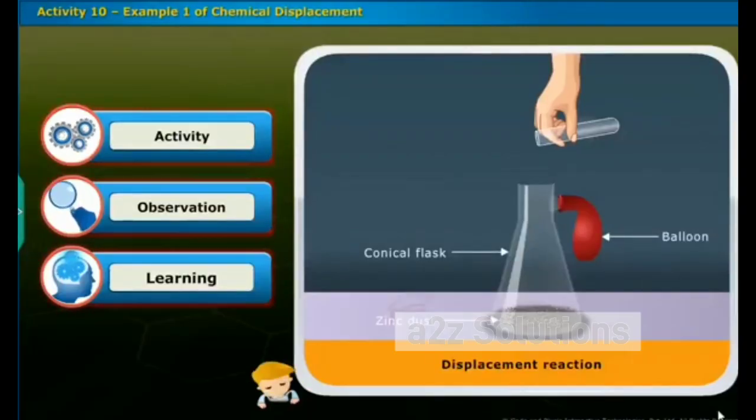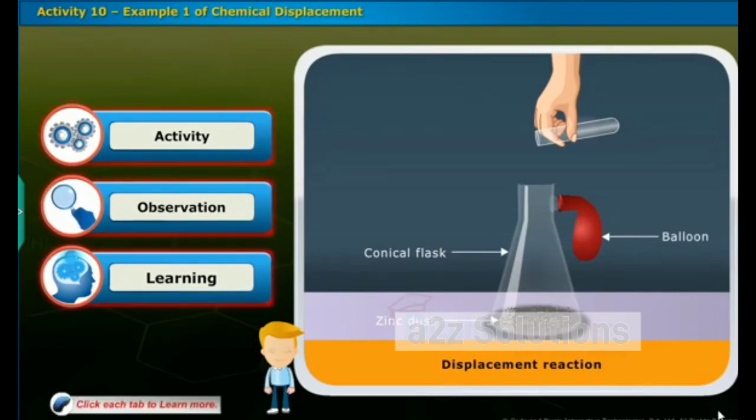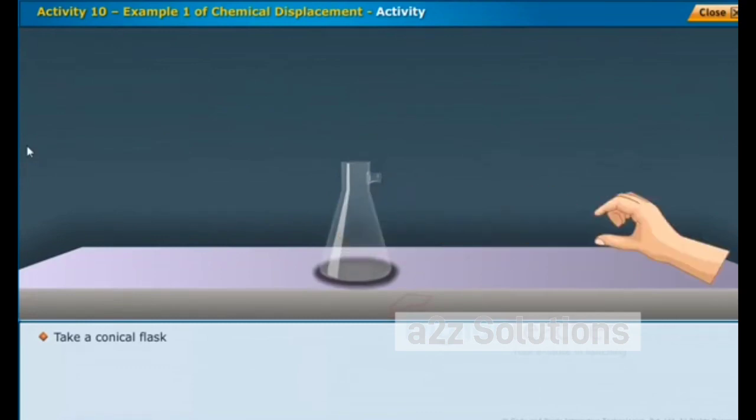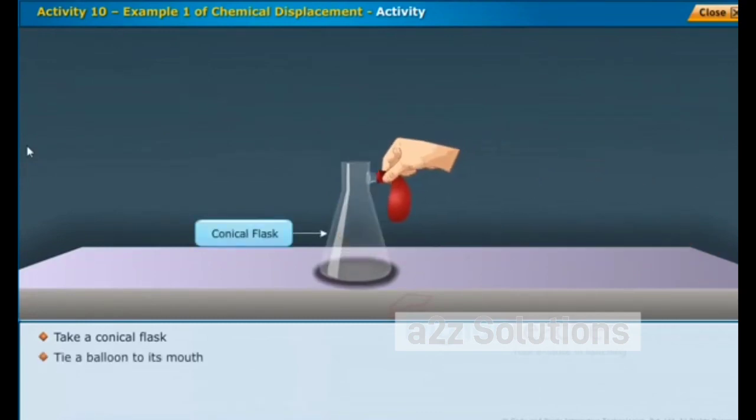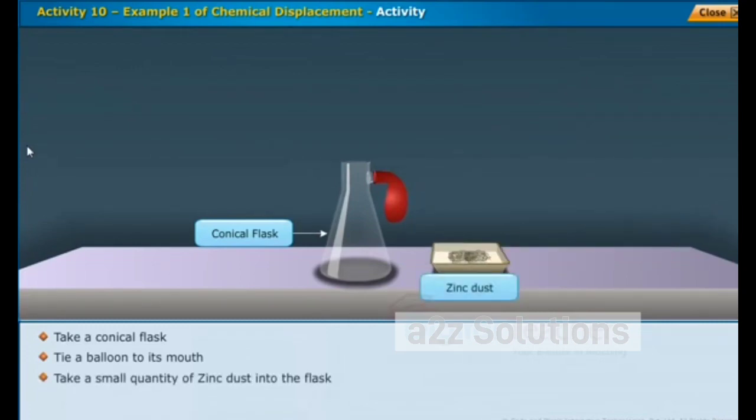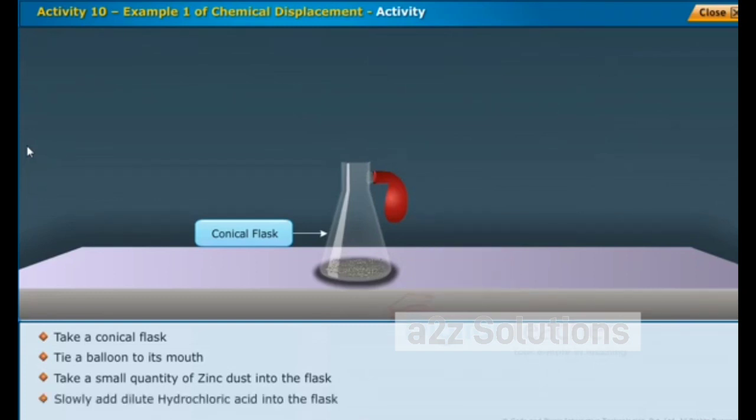Let us perform an activity to know about the chemical displacement reaction. Example 1 of chemical displacement reaction. Click each tab to learn more. Take a conical flask. Tie a balloon to its mouth. Take a small quantity of zinc dust into the flask. Slowly add dilute hydrochloric acid into the flask.